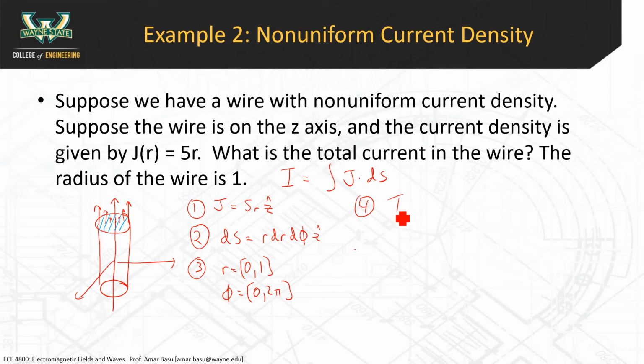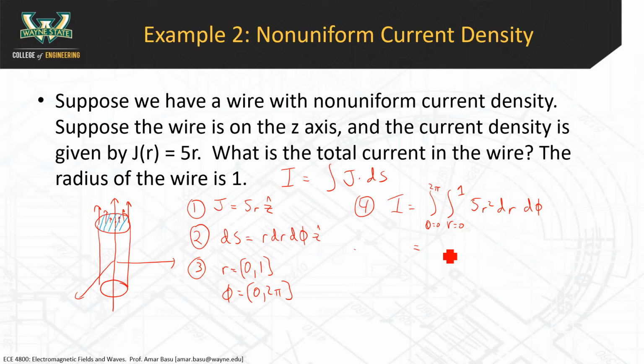So I is equal to the integral from r equals 0 to 1, phi equals 0 to 2 pi of j dot ds. Now j is equal to 5r times z hat, ds is equal to r dr d phi z hat. So you take the dot product of these two, they both have z hat components, so the dot product is just 5r times this. So you get 5r squared dr d phi.